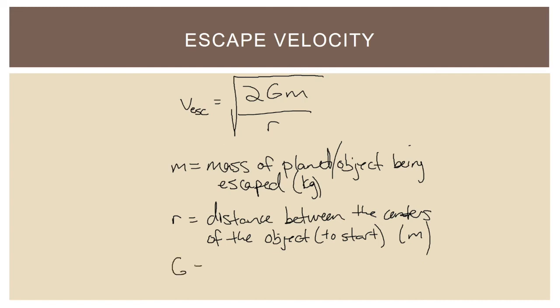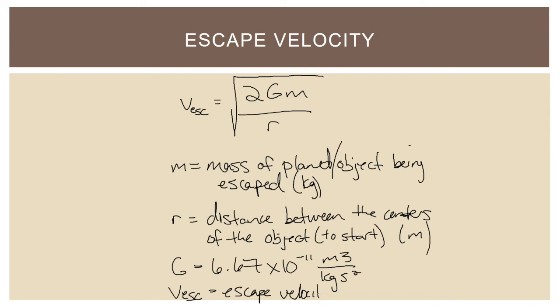And of course, we've already defined this a bunch of times, so I'm just going to write down that big G is 6.67 times 10 to the negative 11 meters cubed per kilogram second squared, where V escape is the escape velocity or speed, measured in units of meters per second. And notice also that the escape speed is inversely proportional to the square root of the distance, meaning when that distance gets larger, the escape speed would be smaller. That, I think, should make sense.